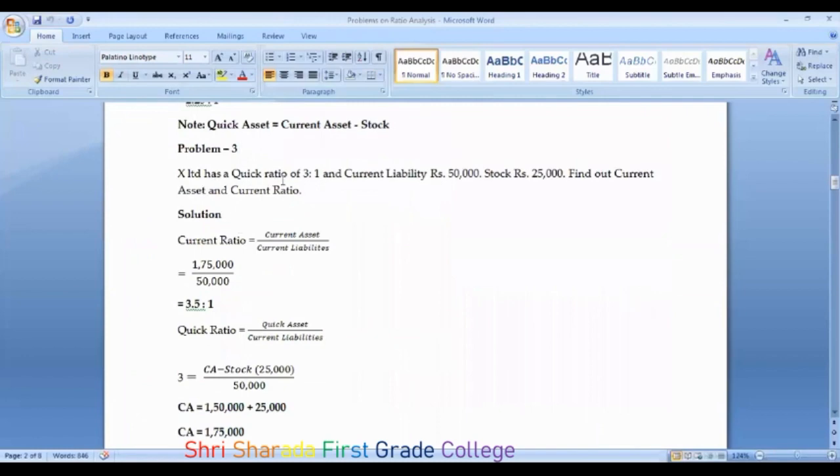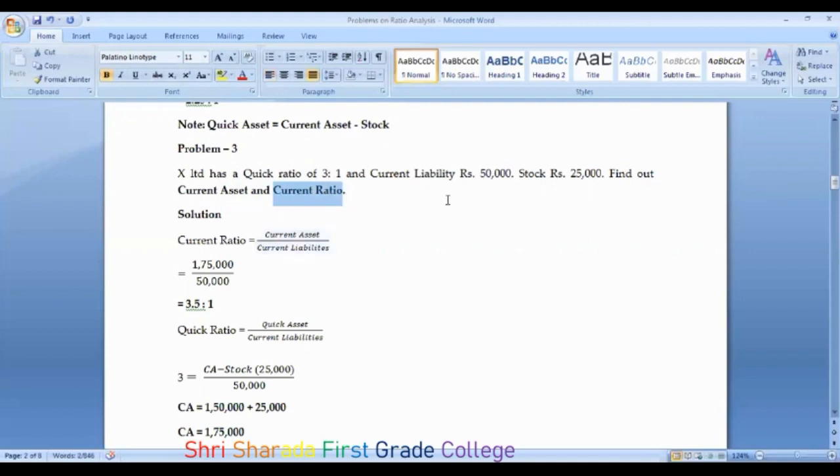Problem number 3. X Limited has a quick ratio of 3:1. Be very particular. See here the quick ratio is given, and current liability rupees 50,000, stock rupees 25,000. Find out the current assets and current ratio. What is the formula to find out current ratio? Current assets divided by current liability.